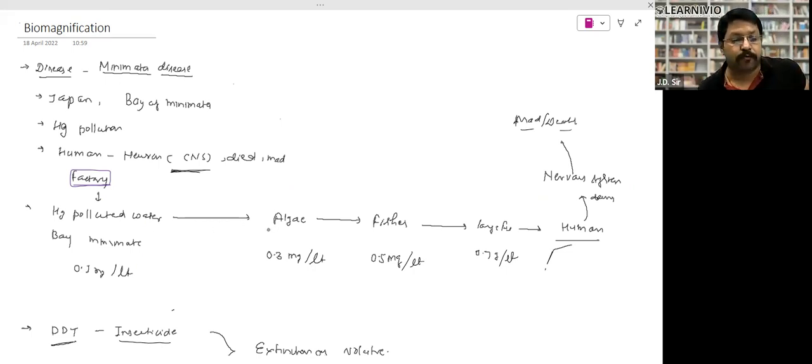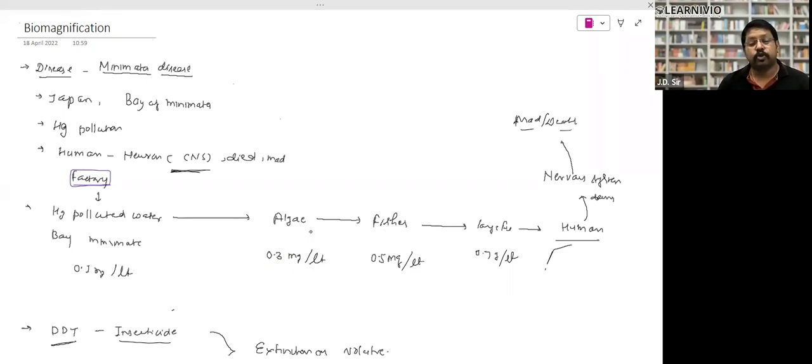Algae used to flourish in this water, so algae used to accumulate the mercury. So 0.3 milligrams, suppose that. The concentration in the algae is more compared to the water. It is found, right? So algae have 0.3 milligram. It's just an example. Algae accumulated 0.3 gram, let's say.